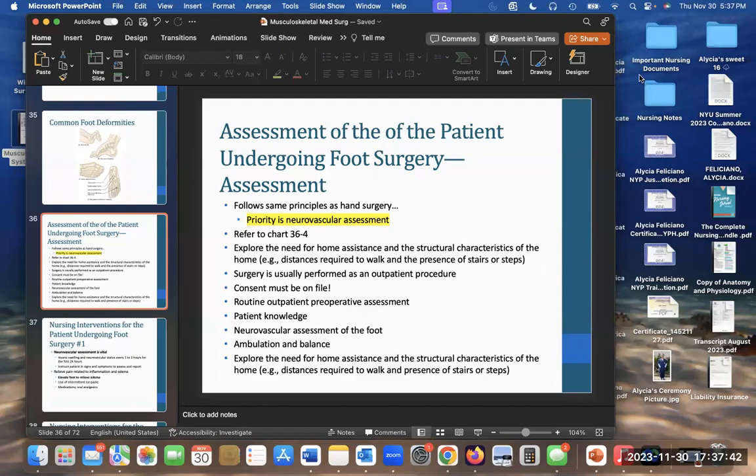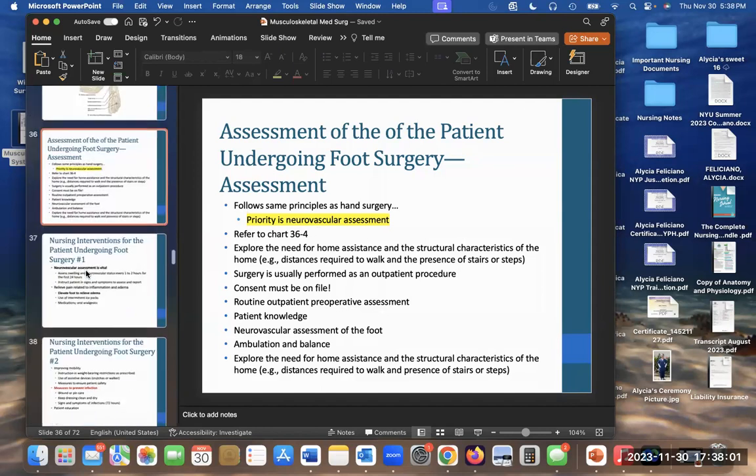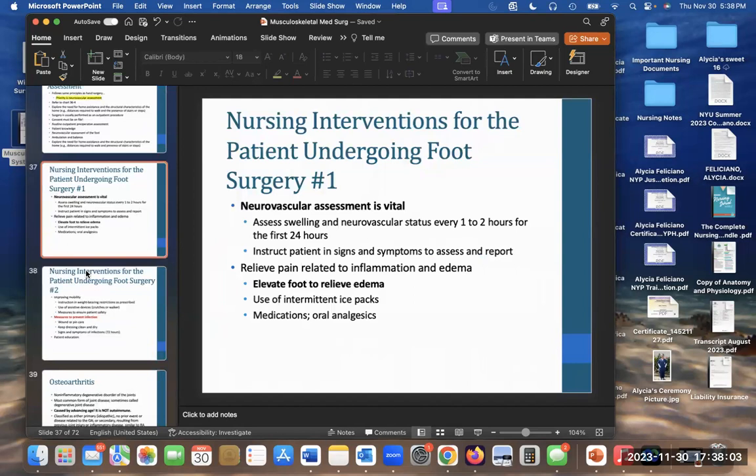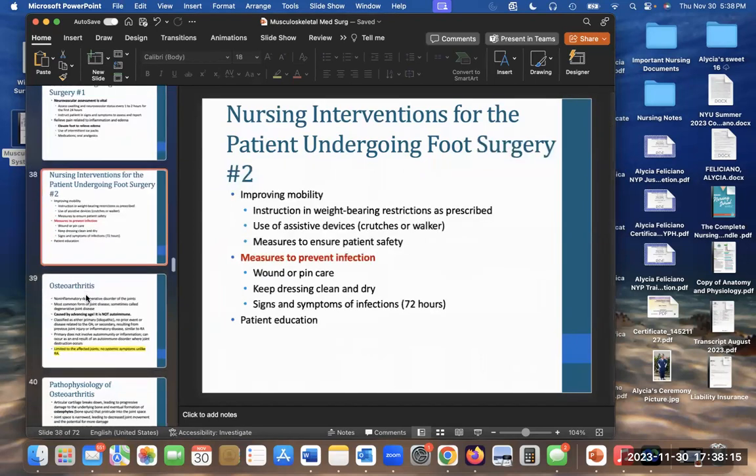All of the things that we talked about here, looking at their mobility, things of that, it's the same things for hand and wrist. Surgeries generally are the same, right? We're undergoing a very invasive procedure, so we need to look at that neurovascular status and we need to prevent infections, and then we need to check their mobility, especially when it comes to musculoskeletal. So just repeating everything I said: priority, neurovascular assessment. We can relieve pain by elevating the foot using some ice packs, right? I mentioned already neurovascular status is usually every 1 to 2 hours.